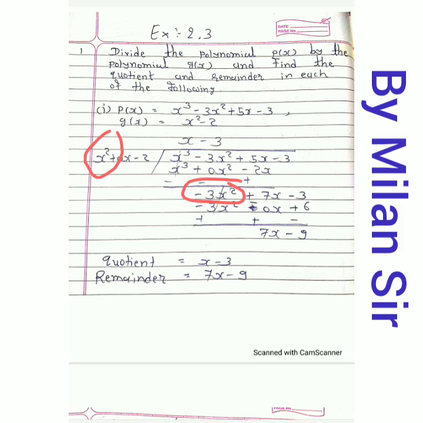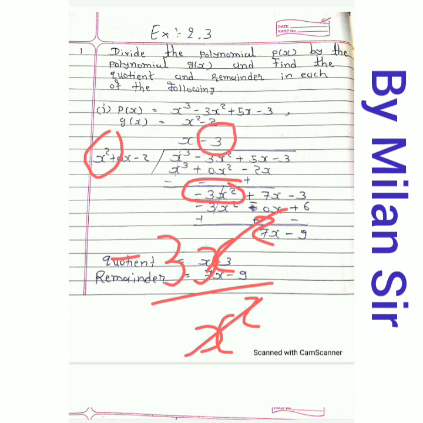So minus 3x square and x square. Again divide minus 3x square by x square. So what you get, x square cut, minus 3. So put minus 3 here. Divide first term by first term, minus 3x square divided by x square. So you get minus 3. So put minus 3 in the answer.